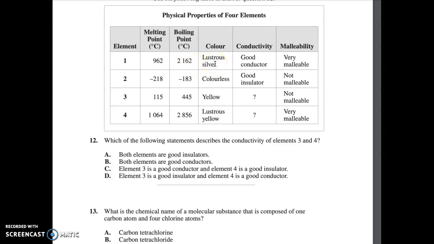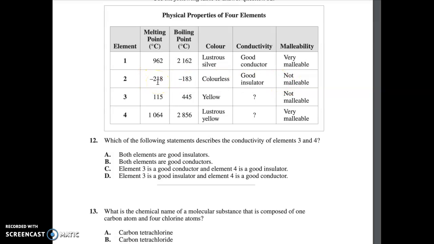Lustrous silver, that means shiny, good at conducting electricity and heat, and malleable. Okay, so that one is going to be a metal, going to be a conductor, but they're not asking us about 2 or 1. Okay, but let's go over them anyways.